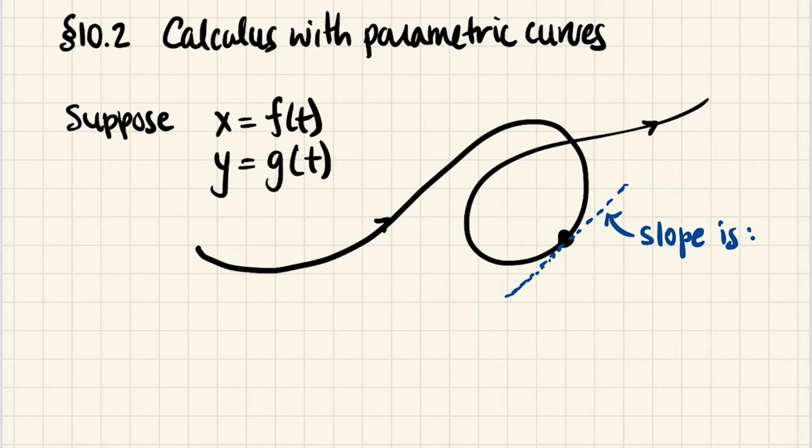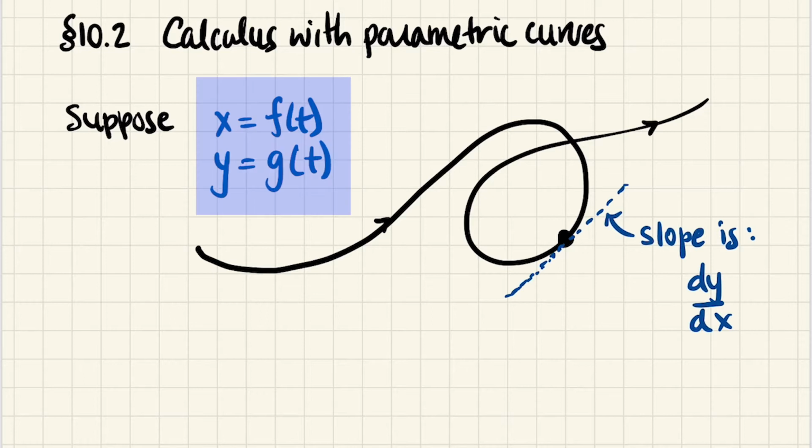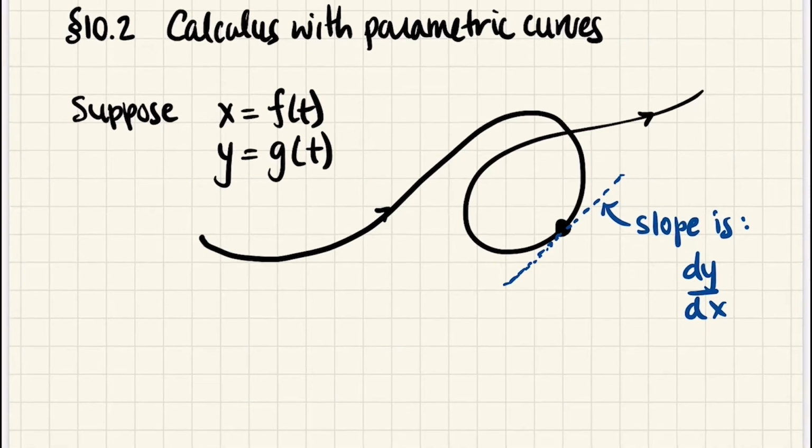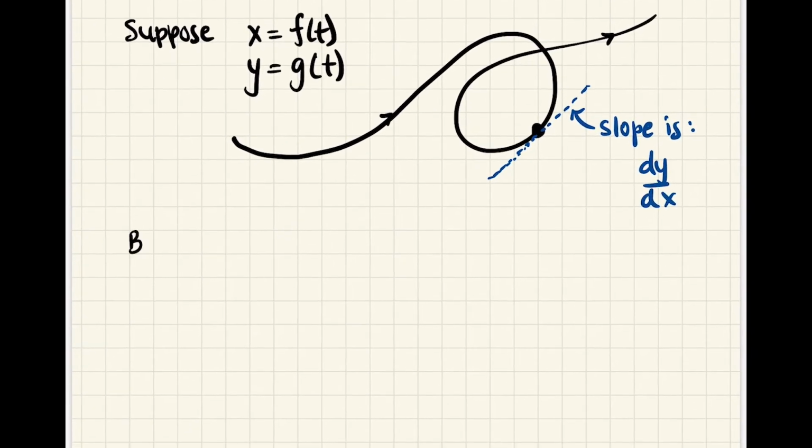So even though we're working with parametric curves, the slope is still the rate of change of y with respect to the rate of change of x, right? It's still going to be dy dx because it's still rise over run. So we're really looking for dy dx, but how could we find dy dx when this curve is defined in terms of parametric equations? Well, we know you can take the derivative of any variable with respect to any other variable simply by using the chain rule. So let's see how that works here.